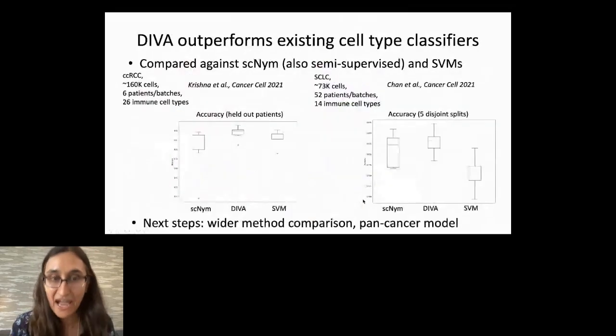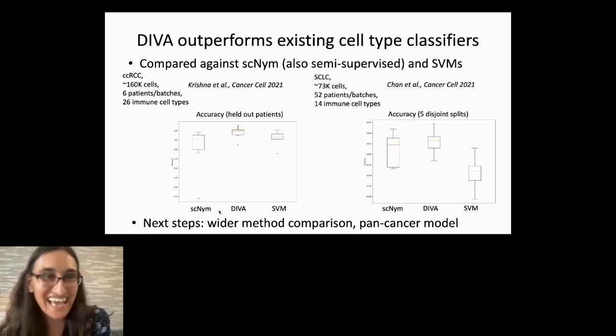Okay, and the accuracy seems competitive. So here I'm just showing on 2 data sets, our study and then a study from the next lab over at MSK, Dana Pe'er's group did this small cell lung cancer study, many patients, so more batches, but fewer immune cell types. And it seems to be competitive with scANVI, which is the state-of-the-art deep learning approach, also semi-supervised, for cell annotation. So we need to do a wider method comparison and a pan-cancer model, but this is where we're going with it.